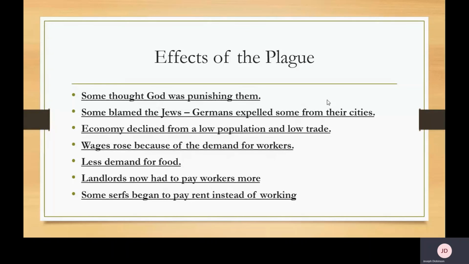And some started beginning to pay rent instead of working. So with this, people aren't wanting to work the land. If they are working the land, they're like, look, I'm out and about. I should be getting paid for this. And some are just doing so well that they're like, look, I don't even have to work anymore. I'm doing so well. I can just do the little work that I need to, get paid for it, and then I can just pay rent instead of having to work it off.